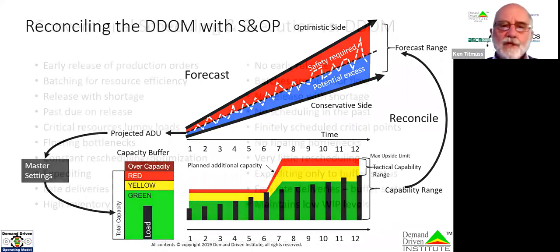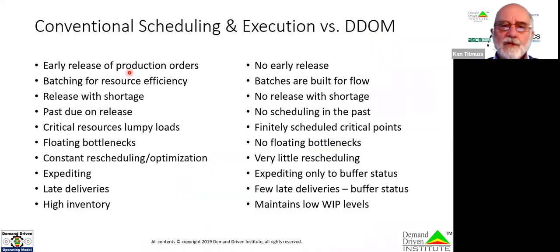Conventional scheduling and execution versus demand-driven operating model. Traditionally, we've early released our production orders. We tend to release them earlier. We've got a bit of time now, let's release them early. With DDMRP, there's no early release. We batch traditionally for resource efficiency because we're working on cost and utilization. But in DDMRP, we do batches based for flow.